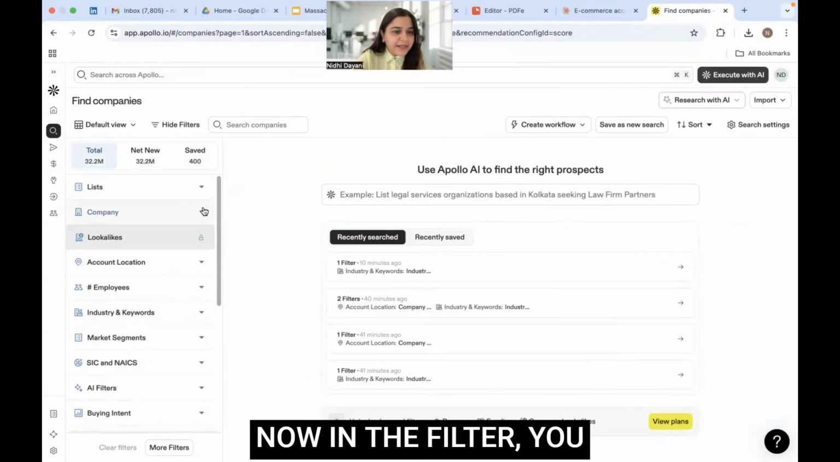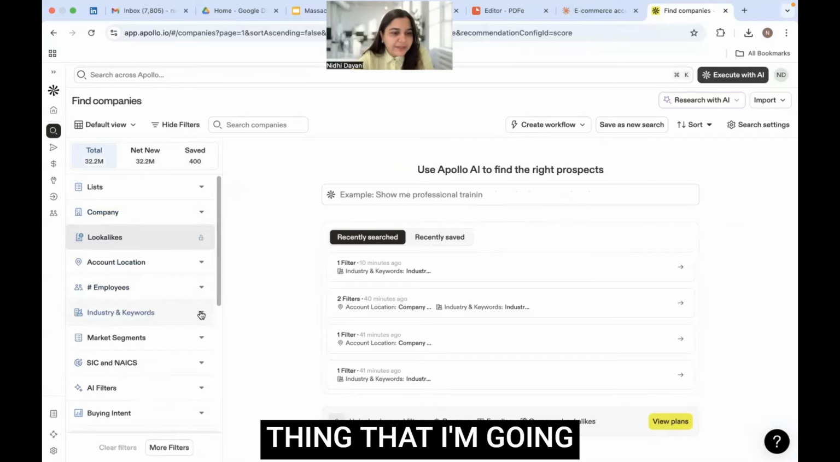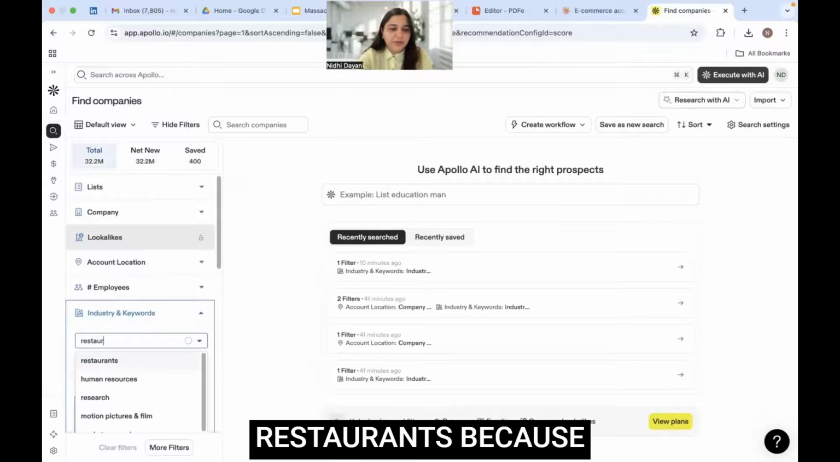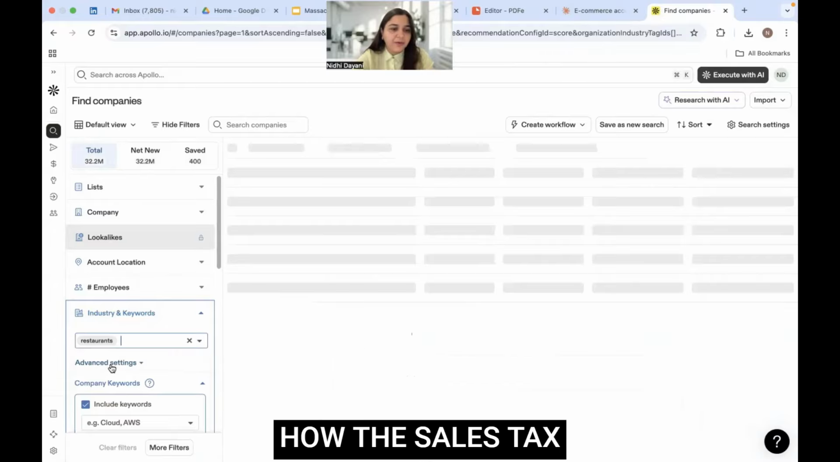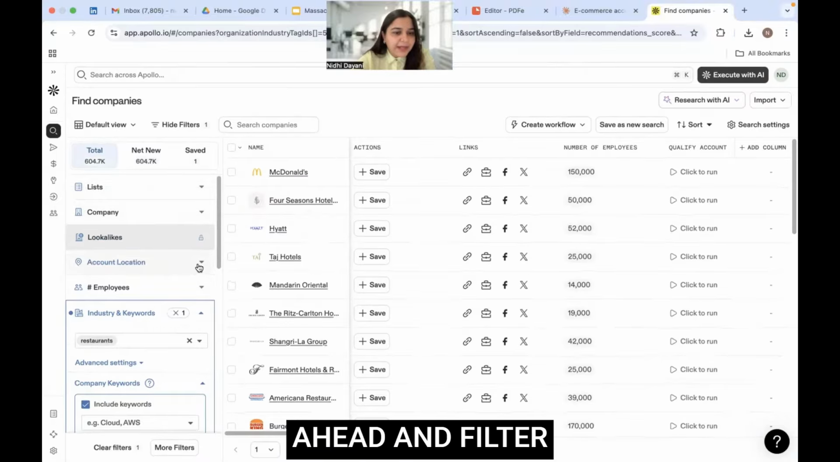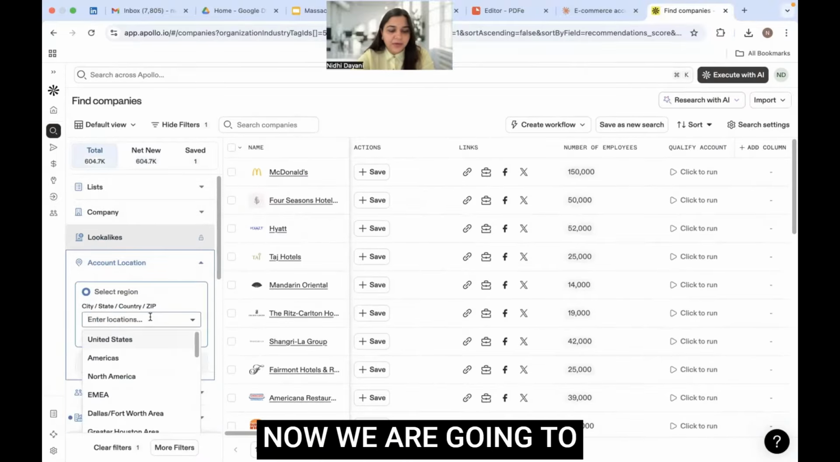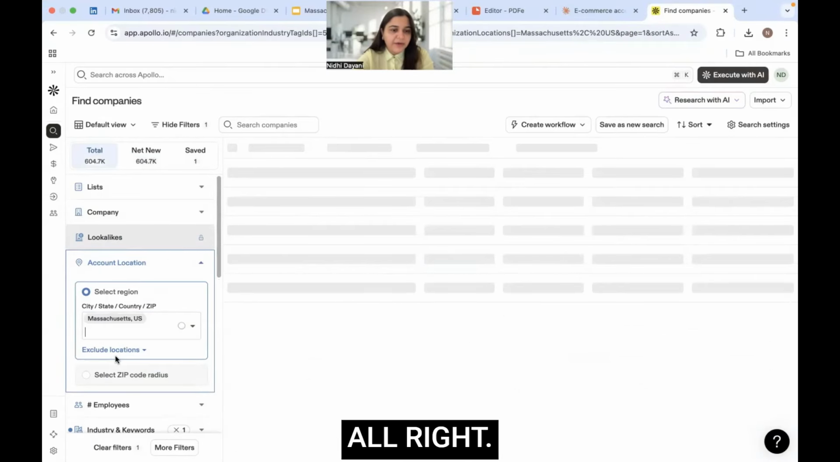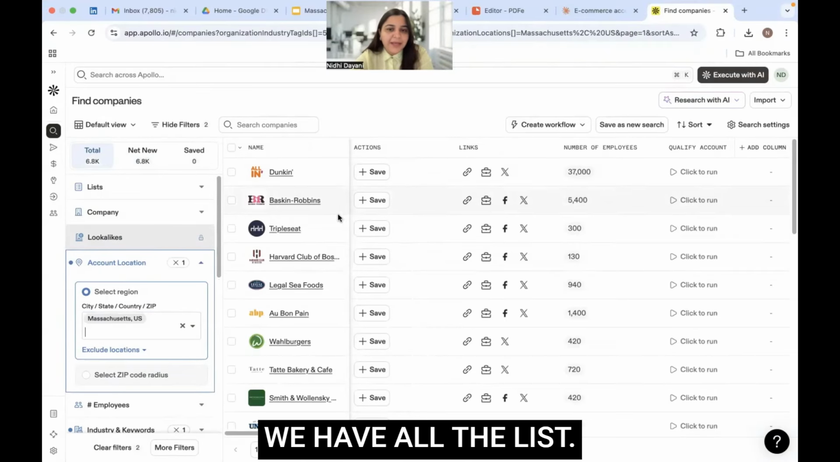Now, in the filter, the first thing I'm going to do is go to industry and keyword, and I'm going to target restaurants because we just understood how the sales tax filing in restaurants will work. I will then go ahead and filter it by location. We're going to tap into restaurants in Massachusetts, US. And you see now we have the list.